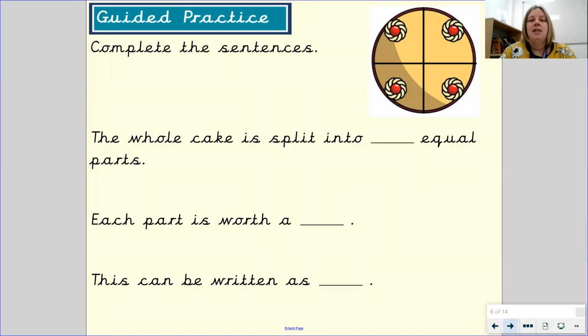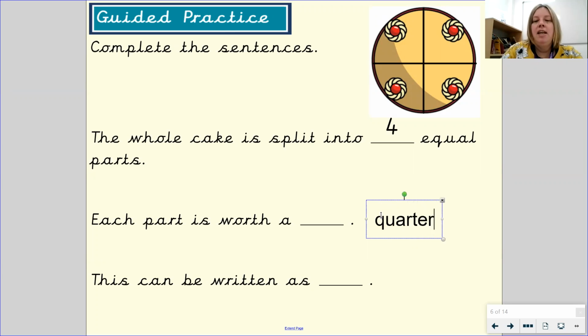Complete the sentences. The whole cake is split into how many equal parts? So here we have our whole cake. Let's count how many parts it is split into. Count with me. 1, 2, 3, 4. So the whole cake is split into 4 equal parts. Each part is worth a quarter. So I can write a quarter.